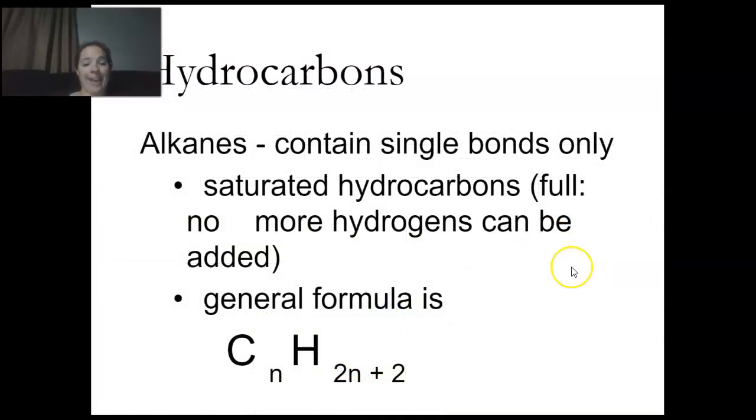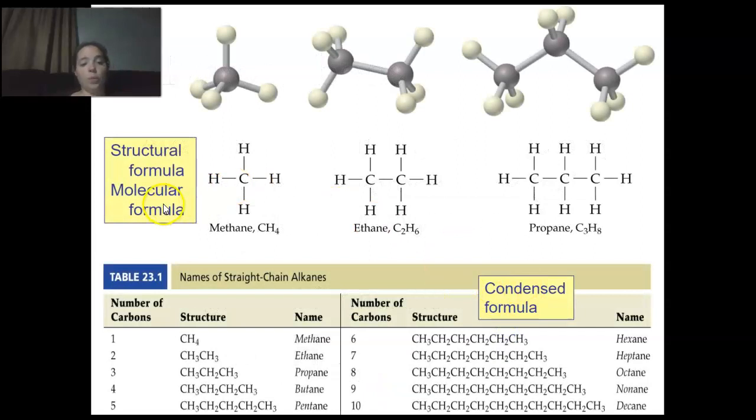Alkanes contain single bonds only. They are saturated, so underline, highlight, bold it. They are saturated hydrocarbons, which means they're full. No more hydrogens or anything else can be added to them. The general formula is CnH2n+2. The n just stands for the number of carbons. So if there are 2 carbons, H would be 2 times 2, that's 4, plus 2 is 6. So there'd be 2 carbons, 6 hydrogens. All right, so structural formulas, you can see that right now. Methane, there are 4 hydrogens.